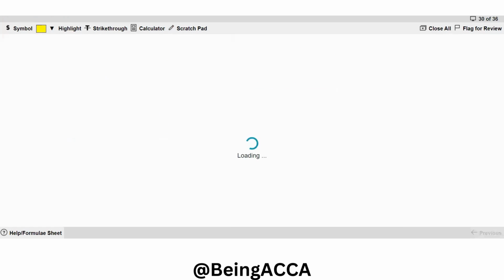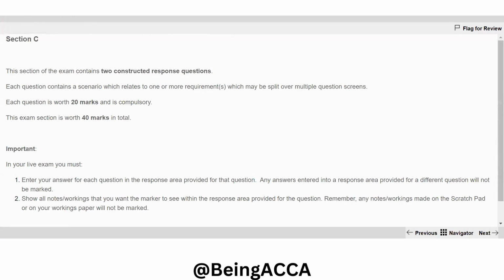With this, we have come to the end of this question, and in the coming videos we're going to be solving section C of this mock.